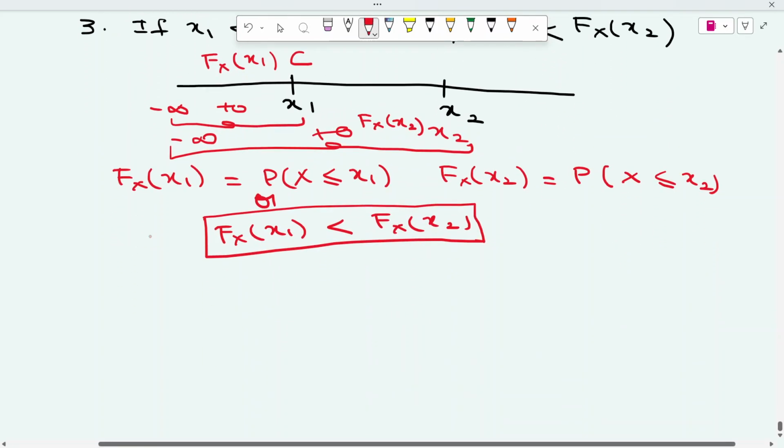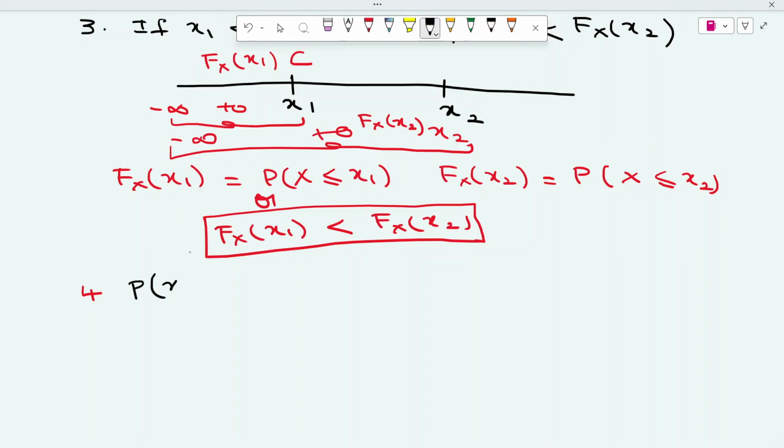Next, the fourth property is the probability of x1 less than X less than or equal to x2 is given by Fx(x2) minus Fx(x1).